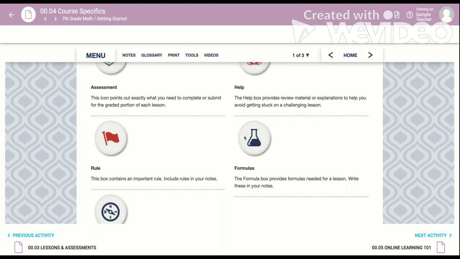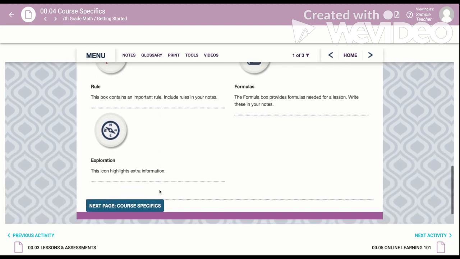If you see this beaker, it stands for formulas. The formula box provides formulas that you will need for a lesson. You also want to write these in your notes. And finally, if you see the compass, that stands for exploration. And it says this icon highlights extra information.